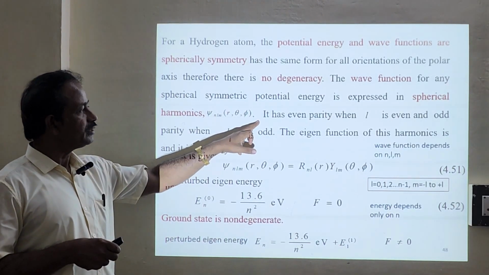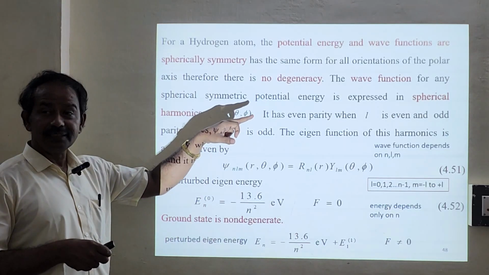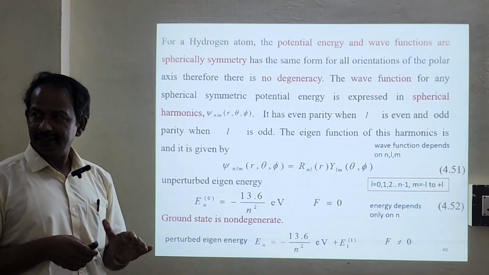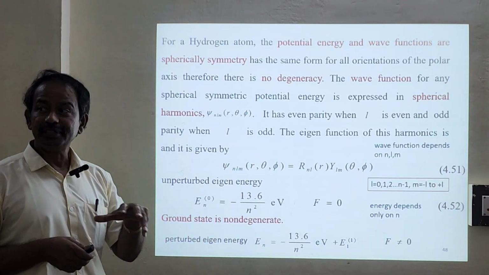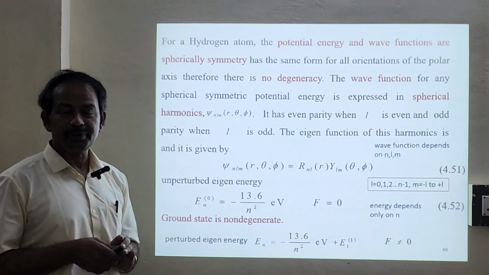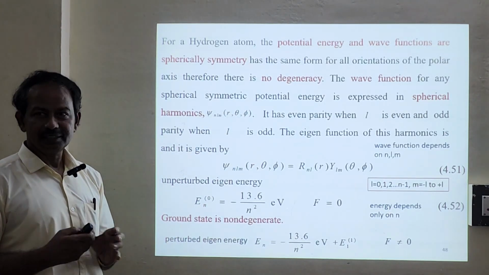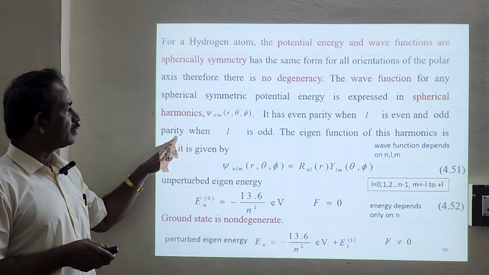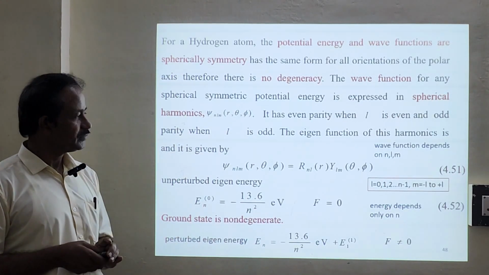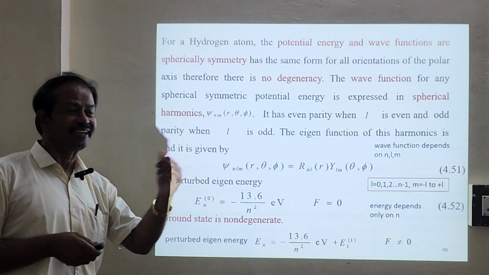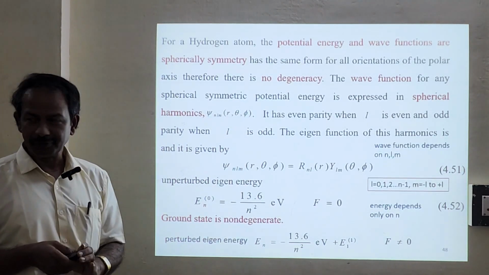In addition to that, it has even parity when l is even. Parity is the term that we already studied earlier in the last unit. It is a symmetry operator, space inversion. So it has even parity when l is even and odd parity when l is odd. And this parity depends only on the spherical harmonics, not on the radial part, which we will see now.